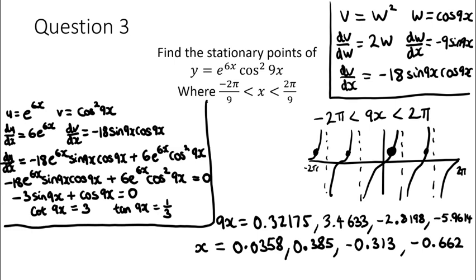So I divide them all by 9, and I've just given them all there to 3 significant figures. Just want to check that those solutions do actually lie within that interval of minus 2 pi over 9 and 2 pi over 9, which they should do. And those are solutions there.